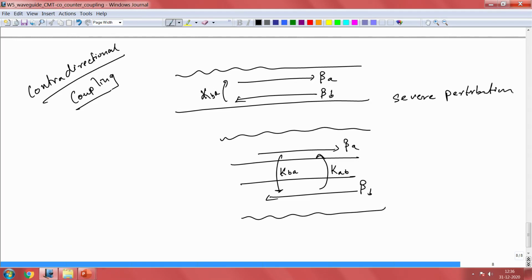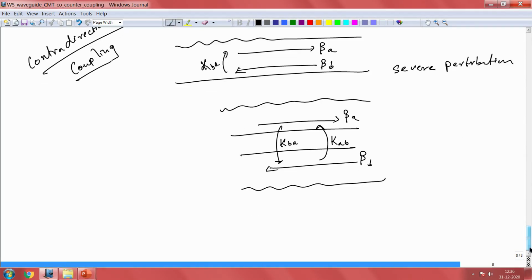You can also say it is a significant perturbation that you need in order to make this happen. We will see why we want this perturbation to be very strong. In the earlier case, in the co-propagating case, we did not say the perturbation has to be severe, we just said there should be perturbation, but in this case there should be very severe perturbation in a single waveguide system and also in the double waveguide system.